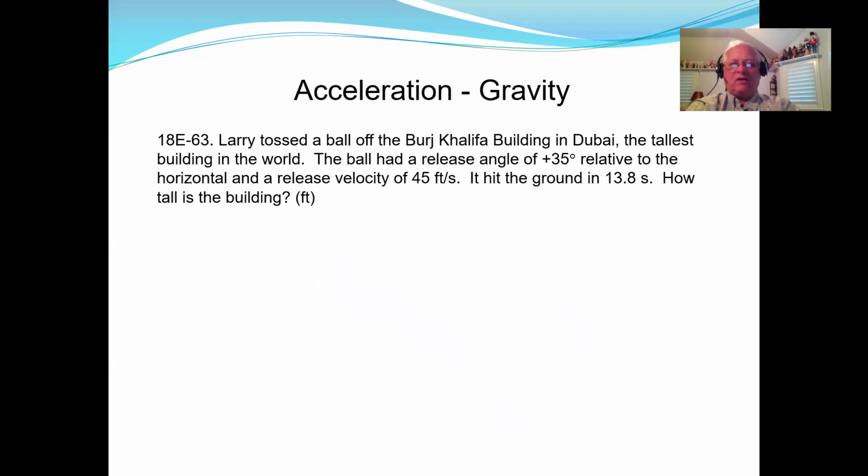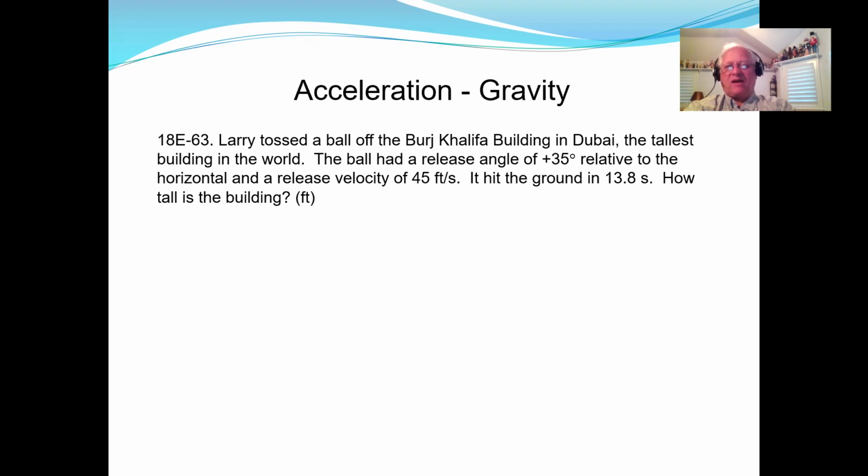So here we go. Larry tossed a ball off the Burj Khalifa building in Dubai, the tallest building in the world. The ball had a release angle of 35 degrees relative to the horizontal. So basically, Larry's throwing it upwards and away from the building, which is what I would do if I was on top of the tallest building in the world. I wouldn't want to be leaning over the edge to drop it. I'd stand back far away from the edge and I'd chunk it with some velocity off the edge, right? With some positive velocity, which means that at least at my hand, it starts traveling up in the air. So, this is a new twist on the problem, a 35-degree release angle. How do we handle that in the problem solving? I'll show you that in the solution.